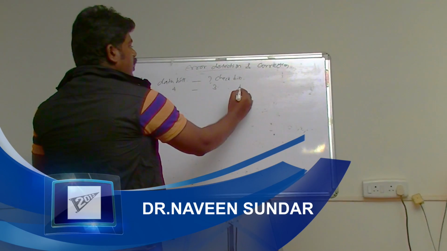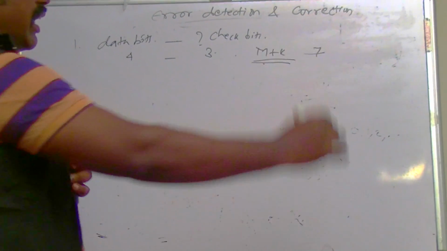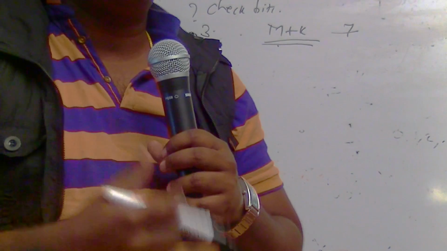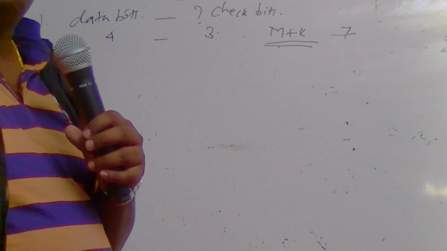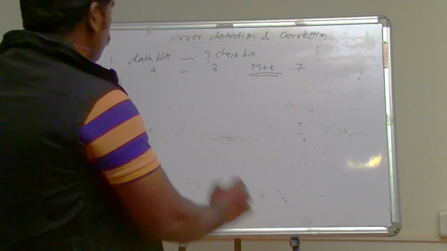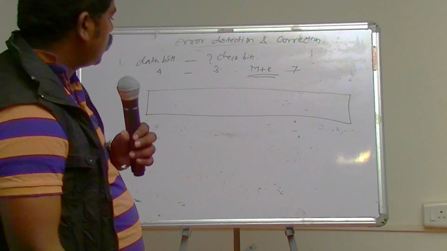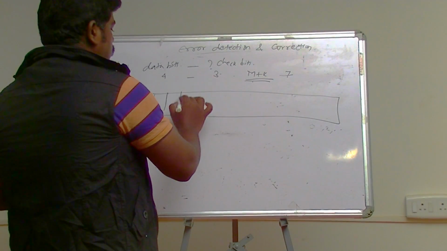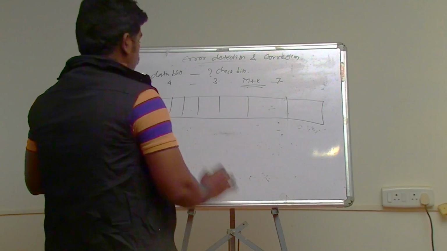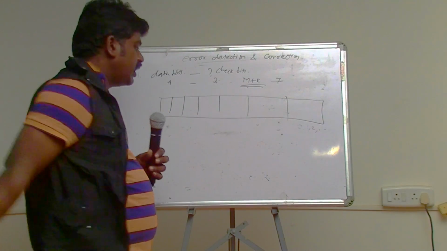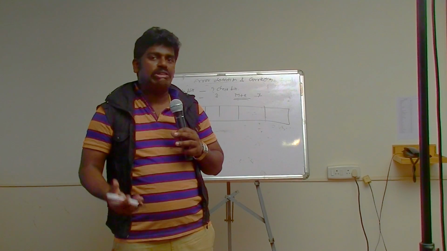So now we got m plus k. m plus k is 4 plus 3, that is 7. So when we add the Hamming code along with the data bits, the size will be 7, that is m plus k. So we are going to arrange the positions 1, 2, 3, 4, 5, 6, 7. So this is about the m plus k.